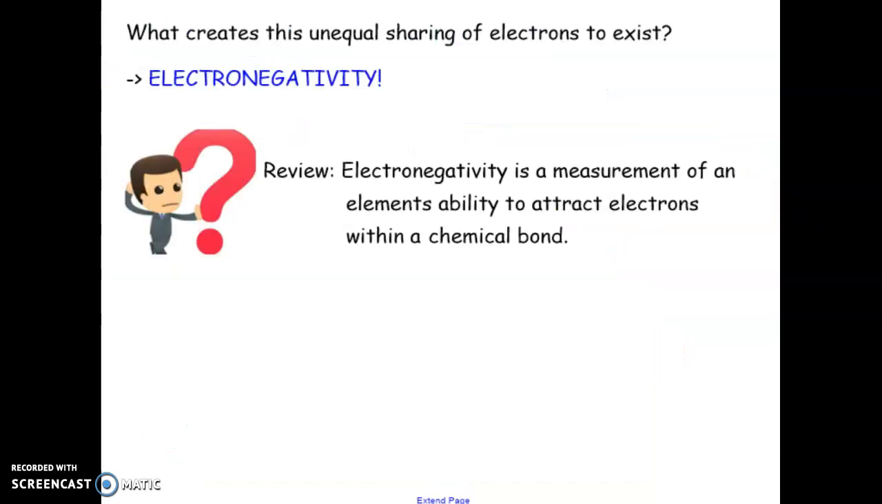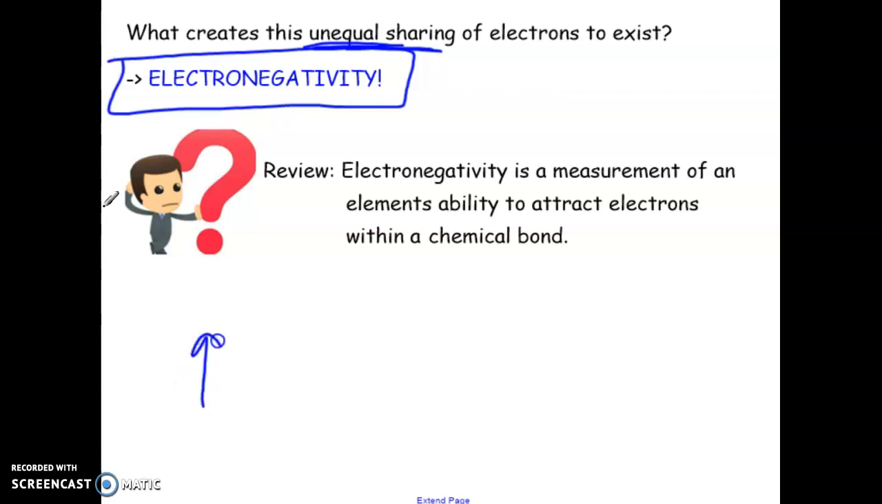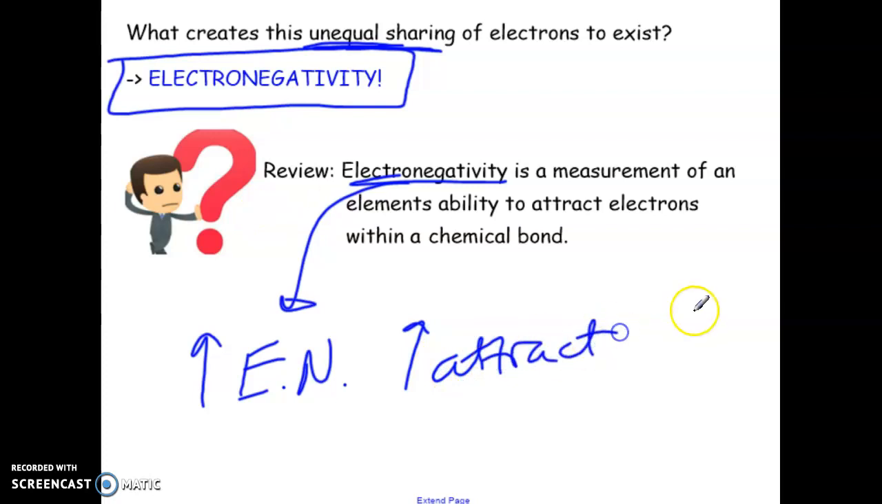Okay, so in order to figure out what the unequal sharing is caused by, the reason why this exists is because of electronegativity. This should sound familiar because when we learned about the trends on the periodic table, this was one of the trends that we observed. Electronegativity is, when you have two elements that are bonding together, the ability of that atom to attract electrons. I'm using EN for short, and I'll be using that the rest of this course. So the higher the EN number, the higher the attraction for electrons. If you have a very low EN number, that means it has a very low attraction for electrons.